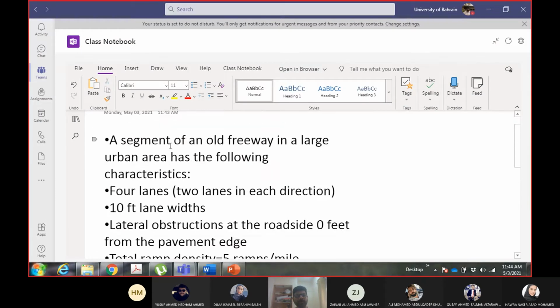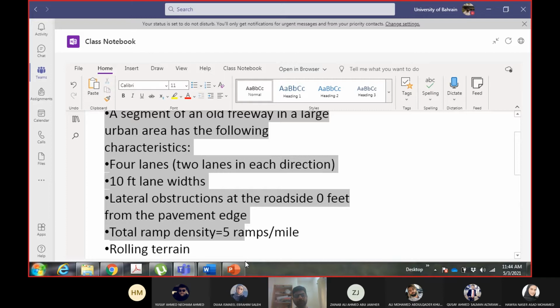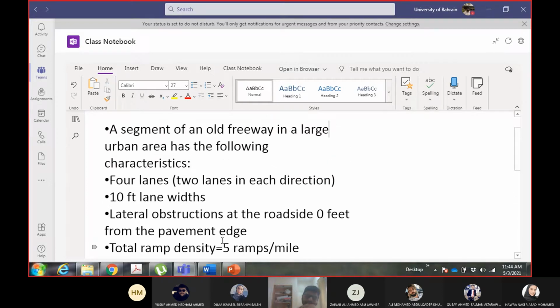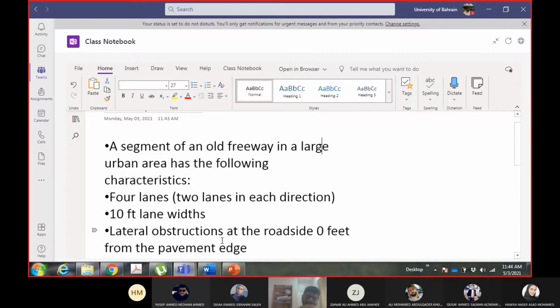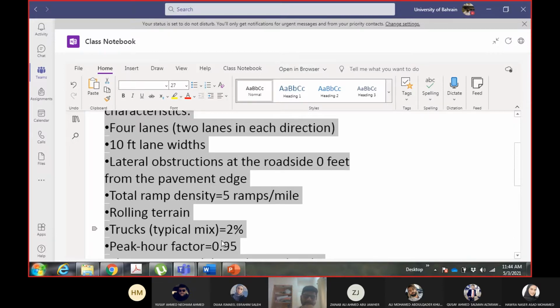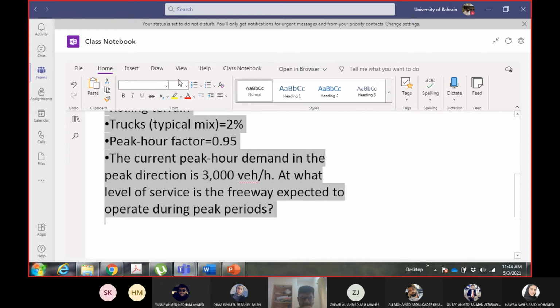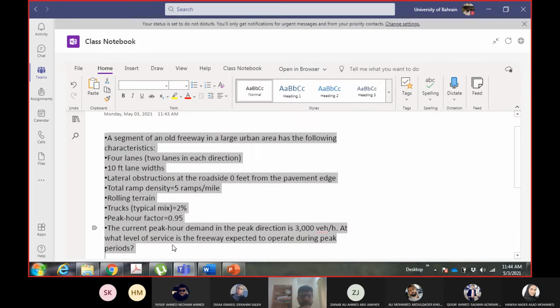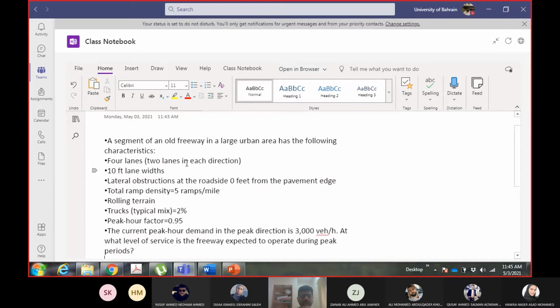So the first example is for a freeway. You have to find out the level of service for a freeway. It's an old freeway. It has 4 lanes, 10-foot lane width, and lateral obstruction at 0 feet. It's a freeway, so we need the lateral clearance on the right hand side of the road.